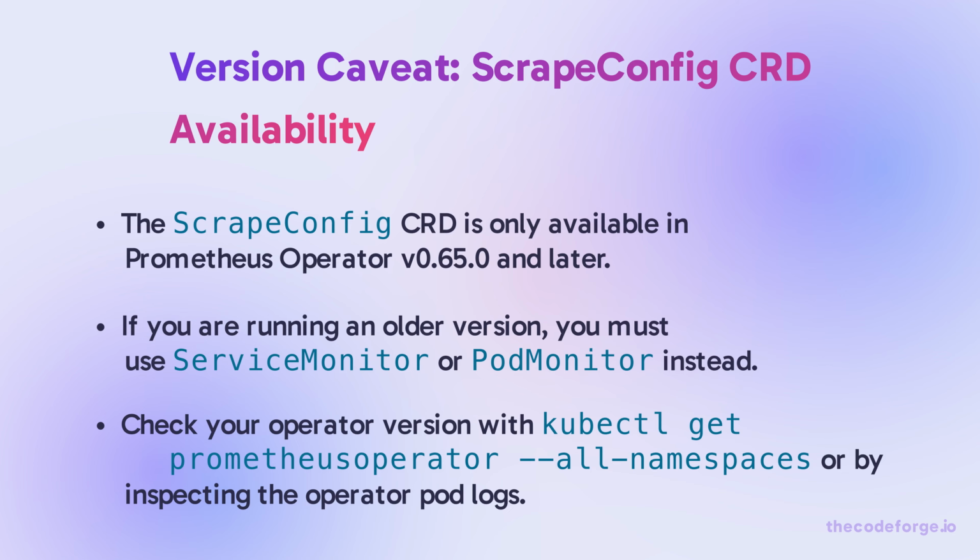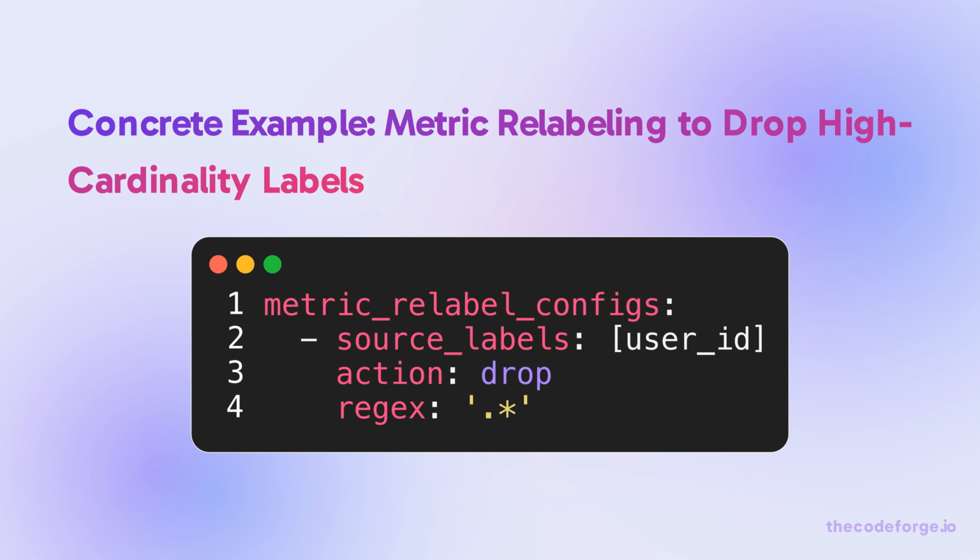Check your operator version with kubectl get prometheus operator in all namespaces, or by inspecting the operator pod logs. The article warns about high cardinality labels, but does not show how to drop them at scrape time. Use metric relabel configs to drop unwanted labels before they enter the TSDB. This is a critical production pattern to prevent OOM kills.